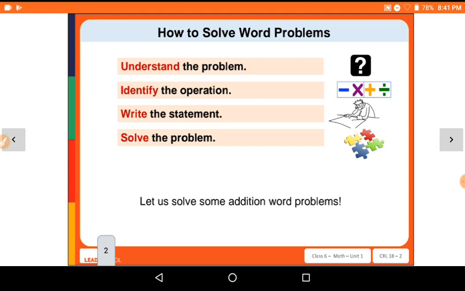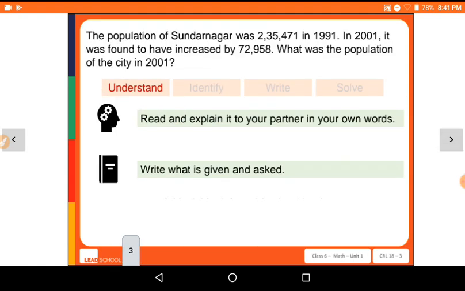So let us use an addition word problem. The population of Sundaran Nagar was 2,35,471 in 1991. First we have to understand this question. In 2001, it was found to have increased by 72,958. What was the population of the city in 2001? So we have this kind of word problem.